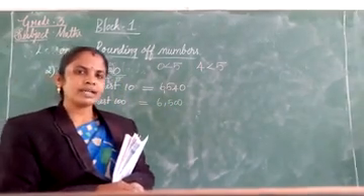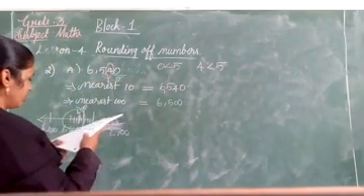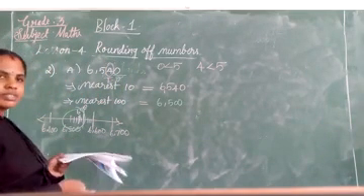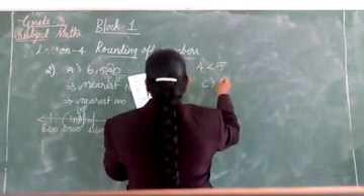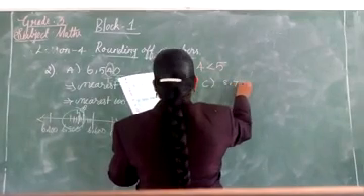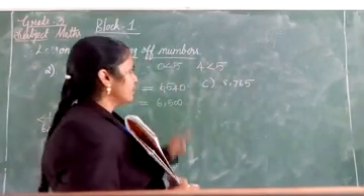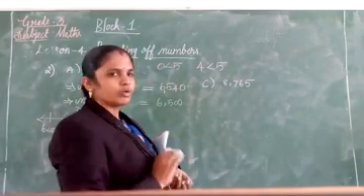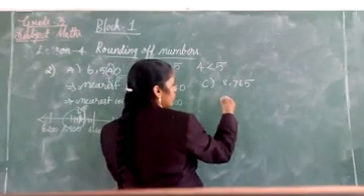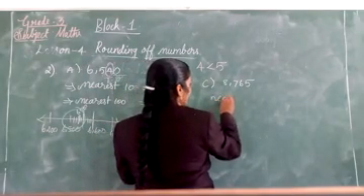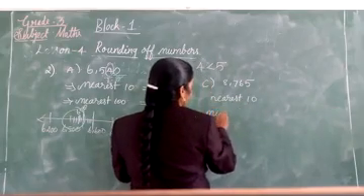Okay, do you understand this one? Now, then we are going to see option C. What is that option C? 8765. What is this? 8765. What we have to do? We have to round off this number to the nearest 10 and the nearest 100.